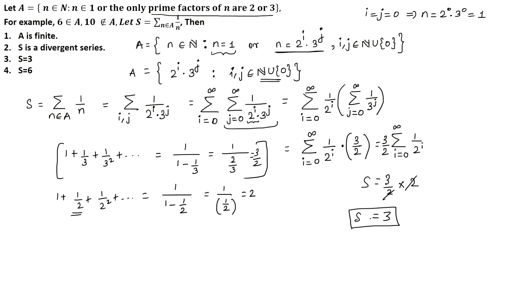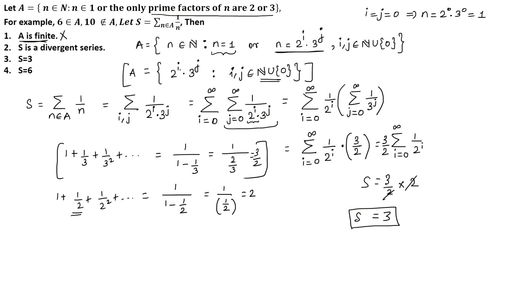Alright, so S is equal to 3. We have obtained that. Now if we look at the options, the first option was A is a finite set. So clearly it is not true because A is an infinite set. A contains all the elements of the form 2 raised to i into 3 raised to j, where i and j belong to N union {0}. Therefore, A is an infinite set.